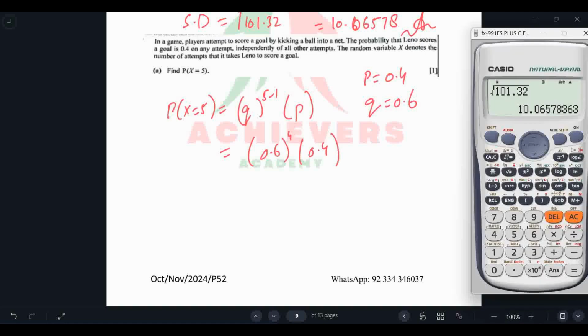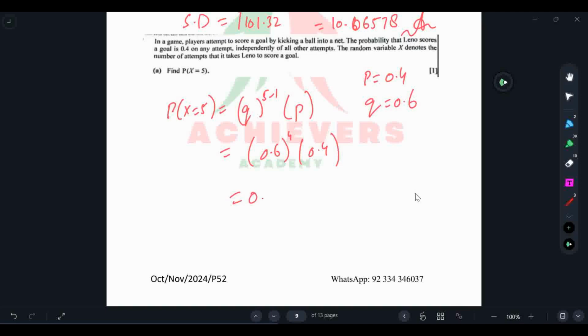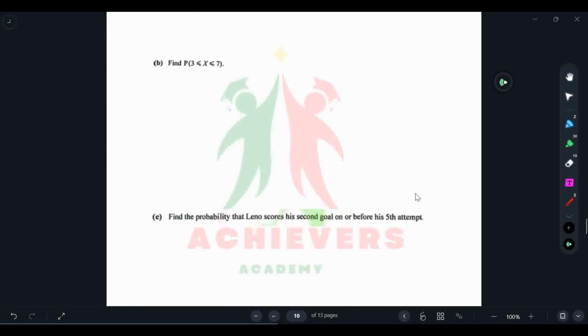So if we simplify it, 0.6 whole power 4 multiplied by 0.4. So this will be equal to 0.05184. This will be the final answer. Let's move to the B part.